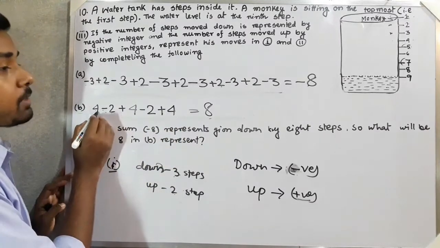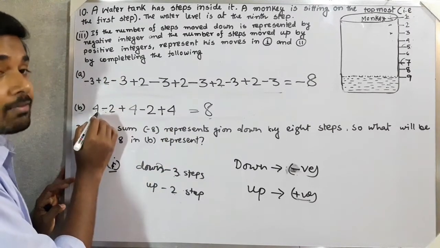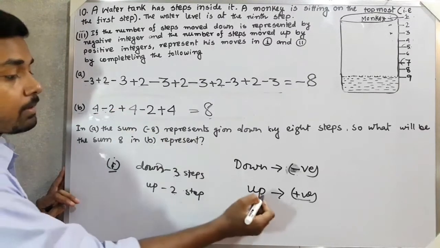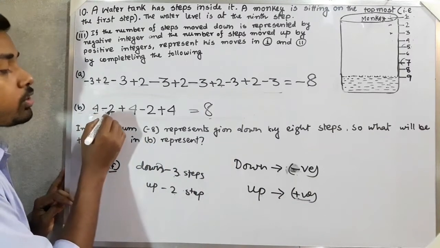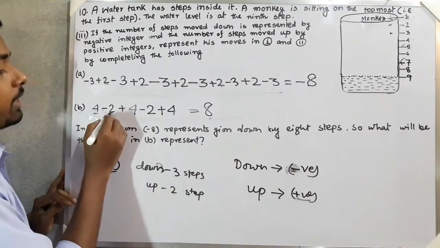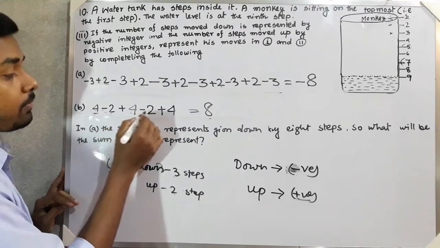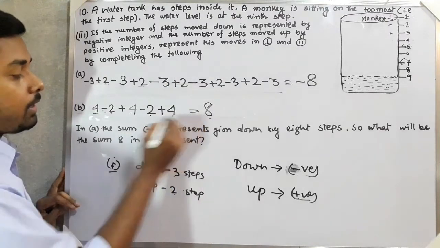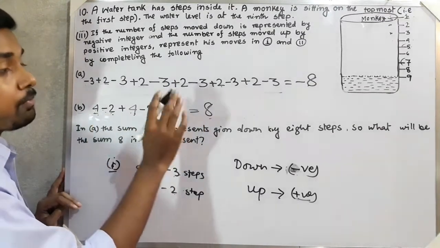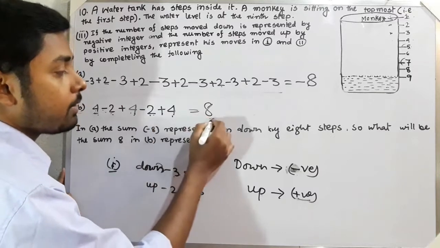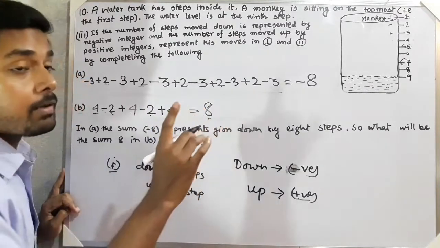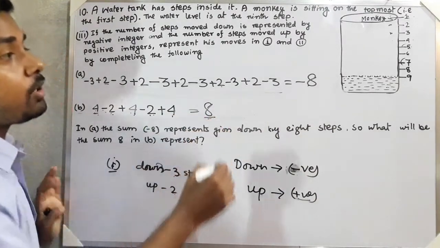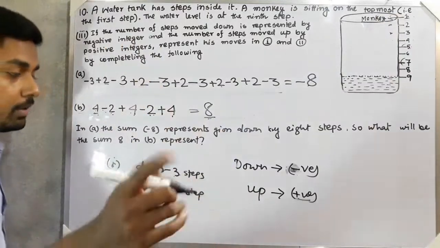That means 4 steps up. After drinking water, 4 steps up means plus 4, and 2 steps down means minus 2. Again 4 steps up, then 2 steps down, again 4 steps up. 1 2 3 4 5. After covering the fifth jump, the monkey reached the top point. That is what we have done in question number 2.